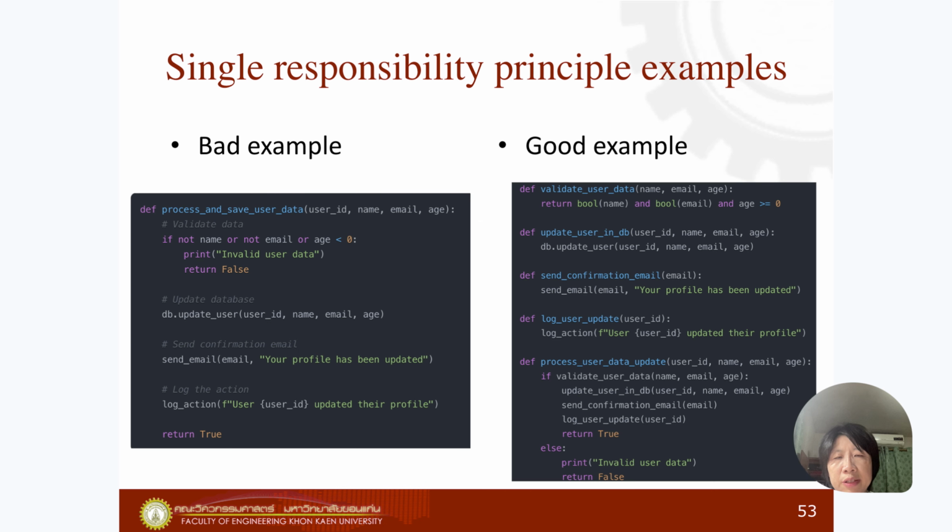Okay, let's see the example here. On the left hand side is the bad example, where inside one function we want to do many things. But on the right hand side is a good example where each function we want to do one thing very well.